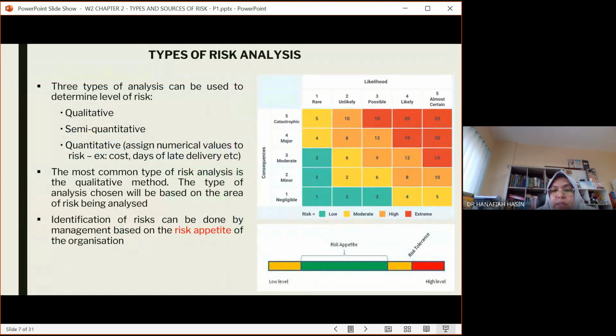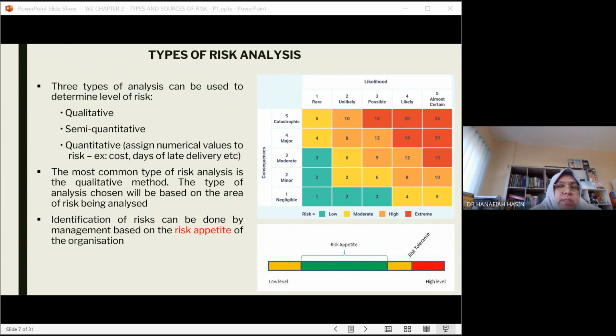Types of risk analysis. We have three types of analysis. The first one is the qualitative. We also have quantitative, and another one is the semi-quantitative. Qualitative actually involves a subjective and descriptive approach to evaluate the risk. This method is useful when you deal with risks that are difficult to quantify. Therefore we call it qualitative. It is difficult for you to quantify because there is limited data available.